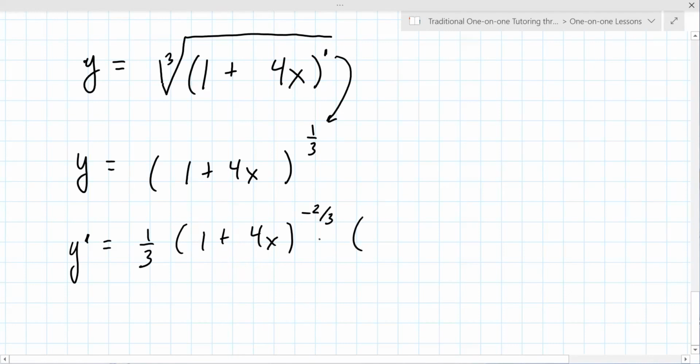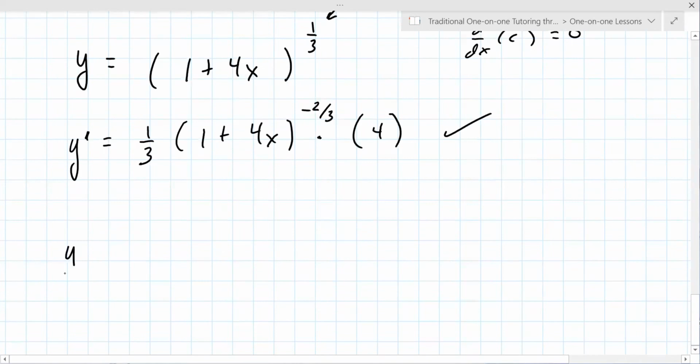The derivative of 1, you always multiply here. The derivative of 1 is 0. d/dx of a constant is always equal to 0, so you can write it if you want. What's the derivative of 4x? 4. You're done. Let me have you try one real quick here. I'll make one just like this: y equals the 4th root of 3x squared minus 2.